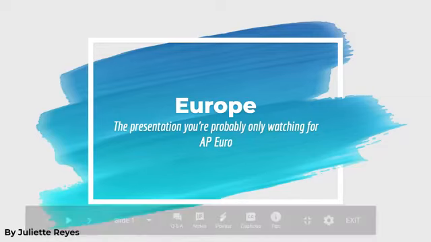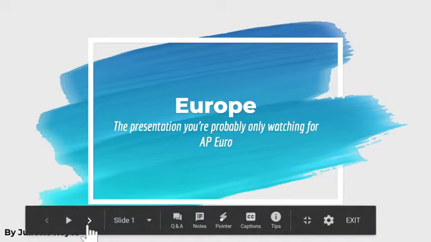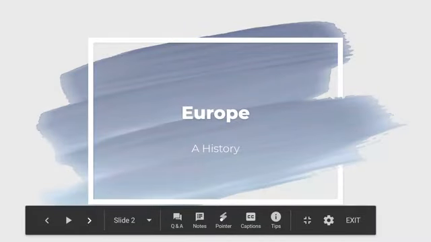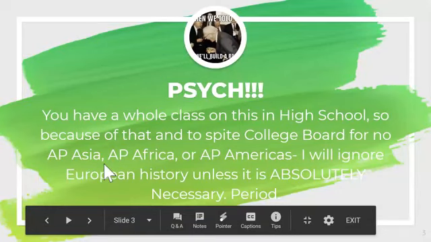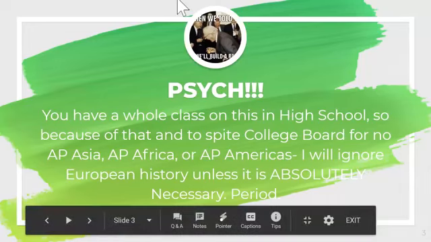Also, yes, I'm pretty much aware that some of you are only watching this because you have AP Euro this year, so I guess I'll just live with that sad fact and continue on. So, Europe. A history. Actually, no, we are not going over the history of Europe for various reasons. First, you have a whole class on this in high school, and just by College Board for not having AP Asia, AP Africa, or AP Americas, I am just going to ignore European history unless it is absolutely necessary. Again, College Board can decide to be fair, or they can just keep doing what they do. That is totally fine with me.